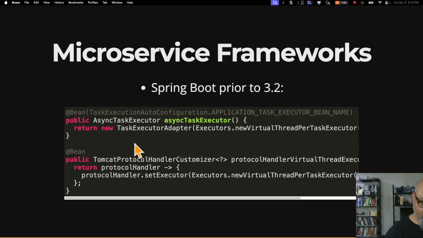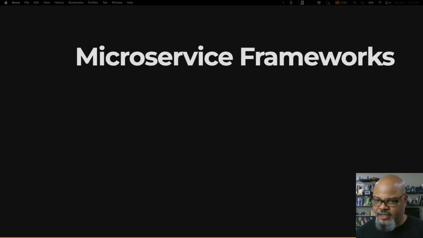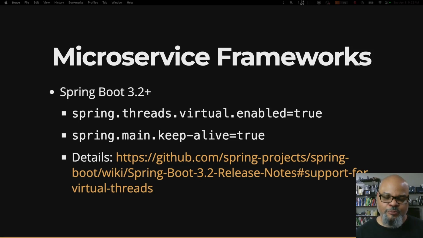So this works. This may not have the best performance, but if you really want to try things out on an older version of Spring Boot, you can try this out. However, official support has been added in Spring Boot 3.2 and higher. There, you just have to set a parameter to turn on virtual threads. You also need this so that Spring stays alive while it's running all these virtual threads, because they're daemon threads. You can find some details in the Spring Boot release notes.